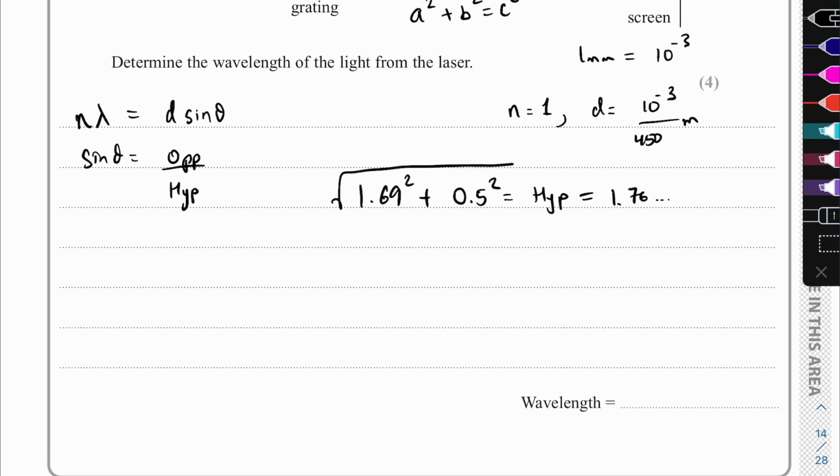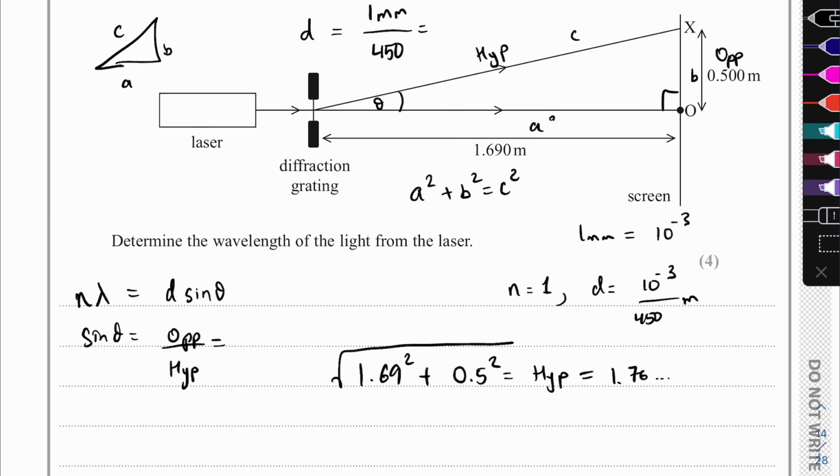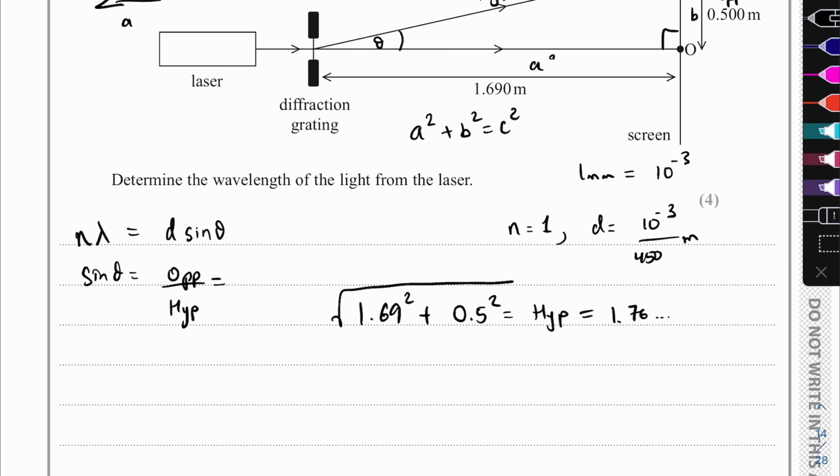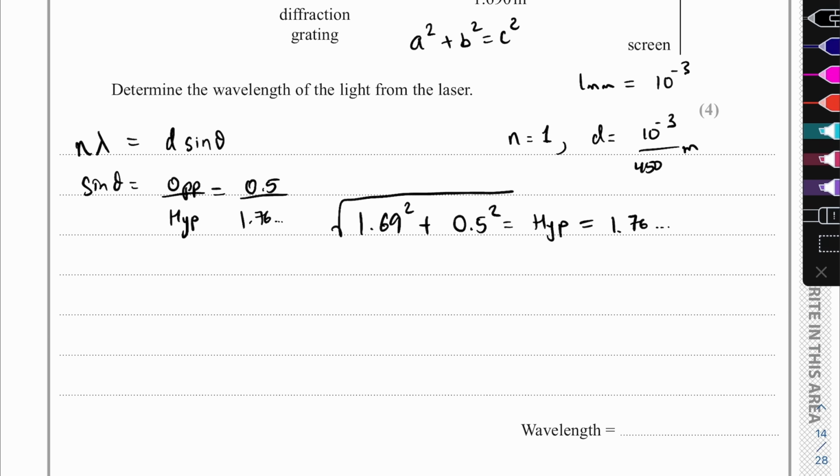1.76. It's a big decimal, so it keeps on going. So don't change this value. Keep it in the calculator. So sine theta is what? It's opposite over hypotenuse. So opposite we know is 0.5, 0.5 all over 1.76 and a lengthy decimal. So now we have everything we need.